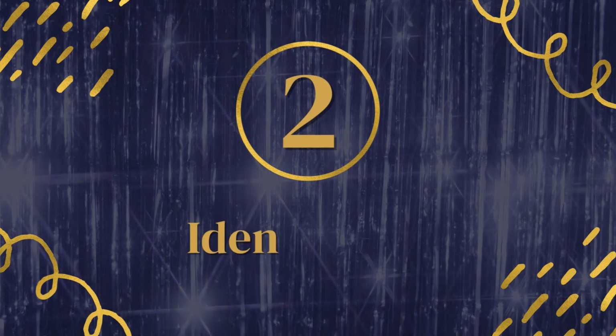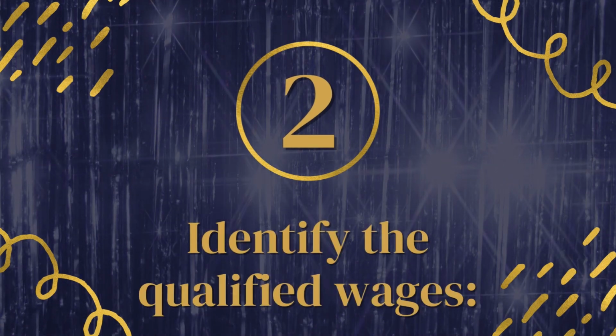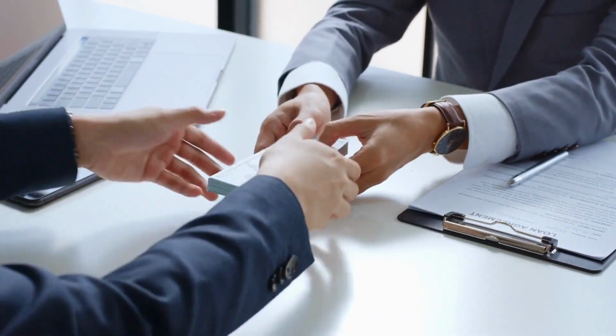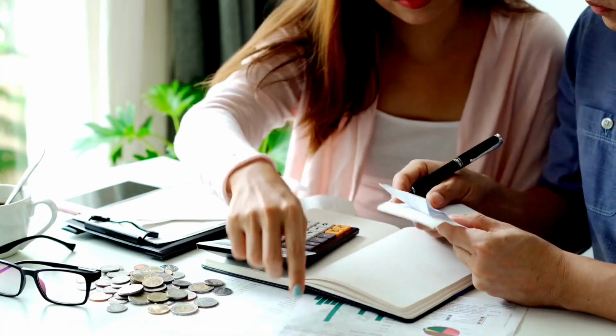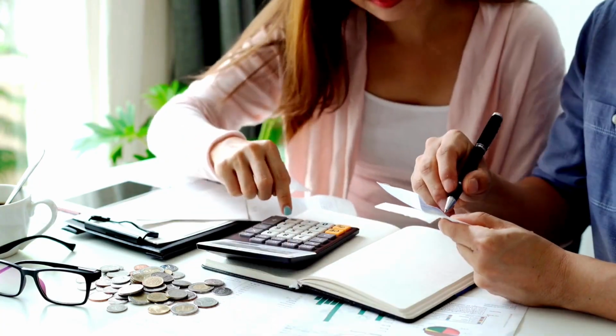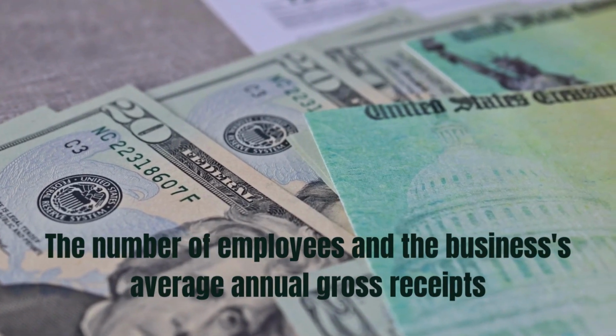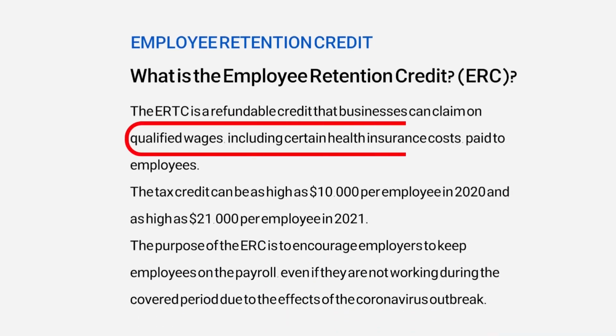Number 2. Identify the qualified wages. The credit is based on the qualified wages paid to eligible employees. The amount of qualified wages eligible for the credit depends on the number of employees and the business's average annual gross receipts. Qualified wages include certain wages and healthcare costs.